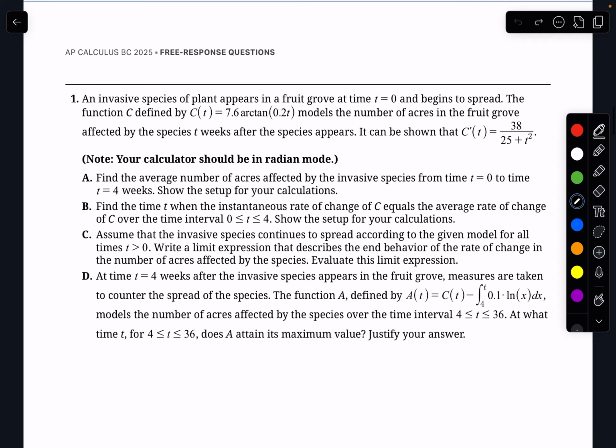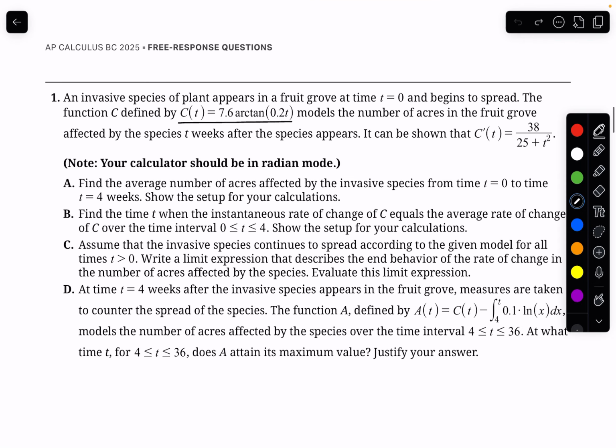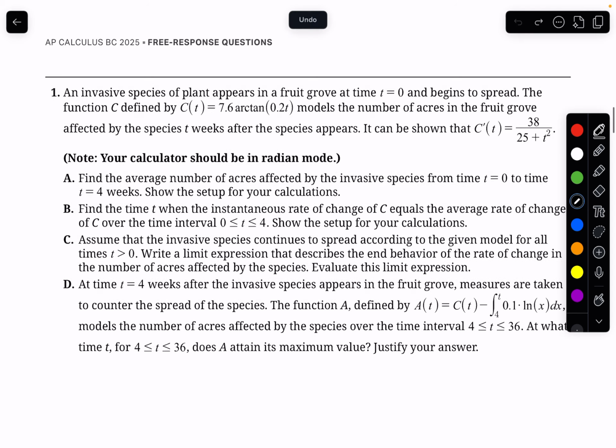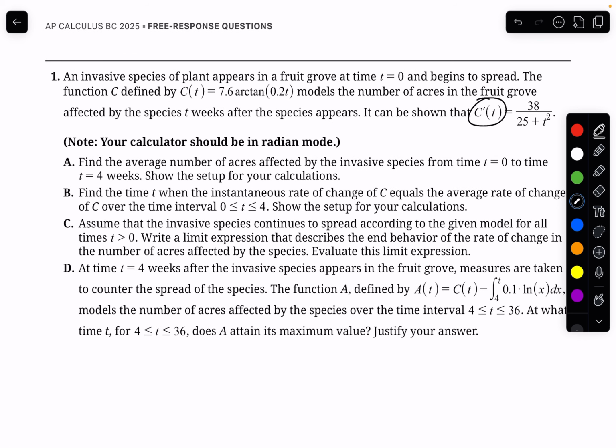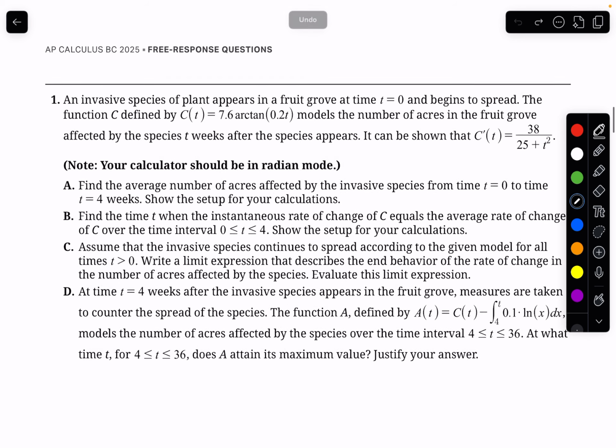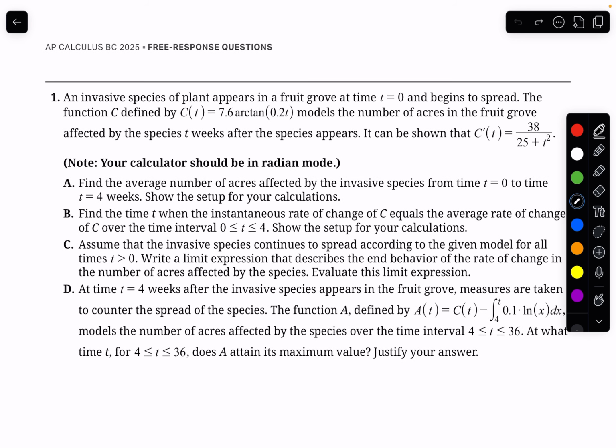So essentially, you can see right here, we have our main function as a function of t. If you're a calc student, you should realize that this should be your variable of integration, or what you differentiate with respect to. That should be an alarm going off. And you can see the c prime indicates that we might have to do something involving rate of change. So make sure we understand the problem first. We have an invasive species, and the function c is modeling the number of acres affected by the species t weeks after the species appears.